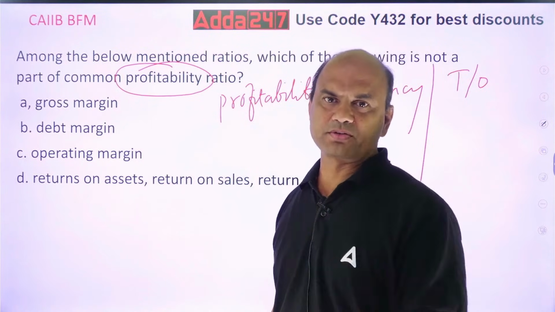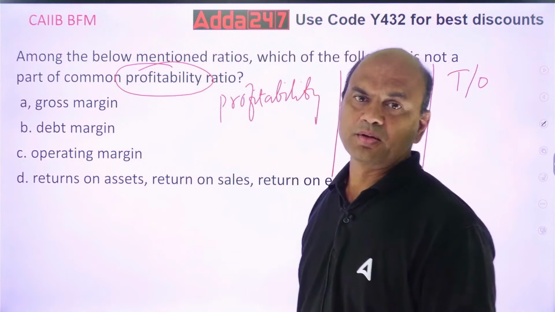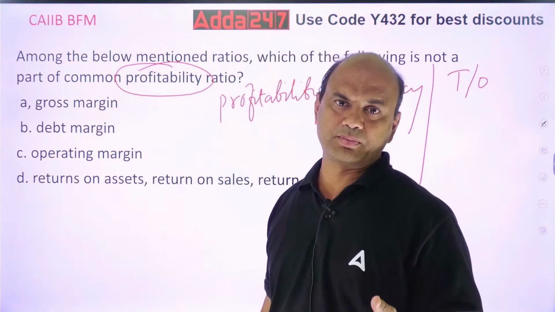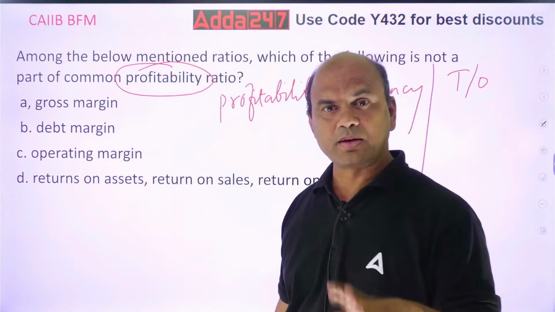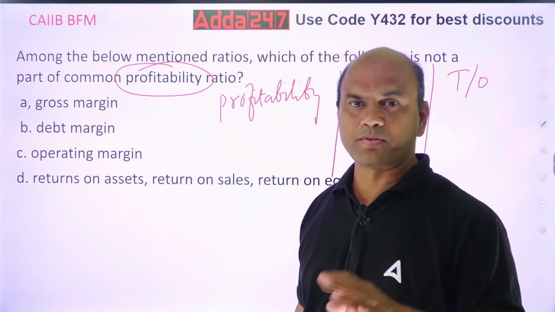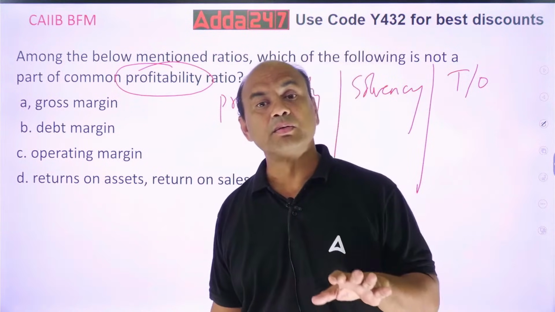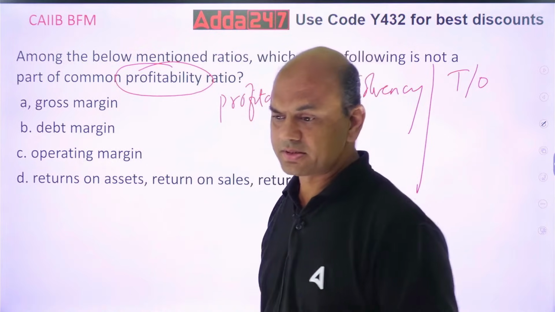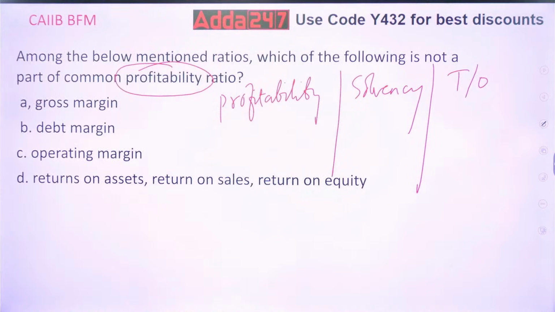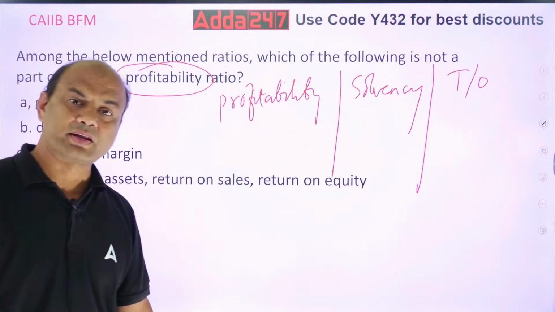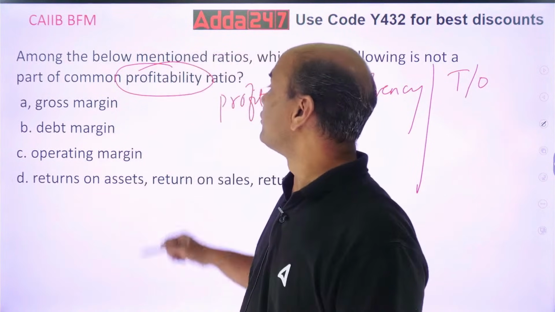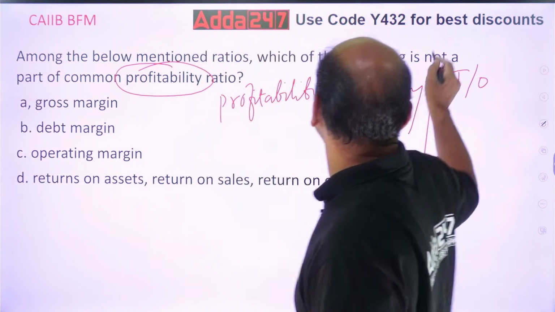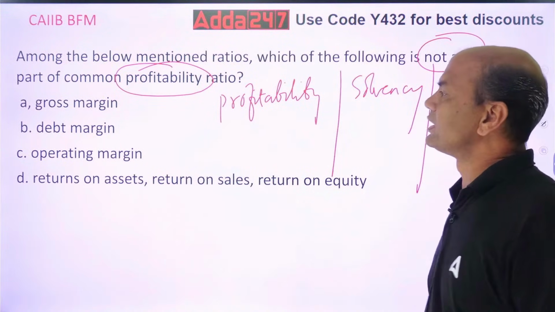Profitability has 5 types of ratios: PE, EPS, gross profit, net profit, and overall profitability. These are the 5 ratios in profitability. Got it? Next, which of them is not a part of profitability?